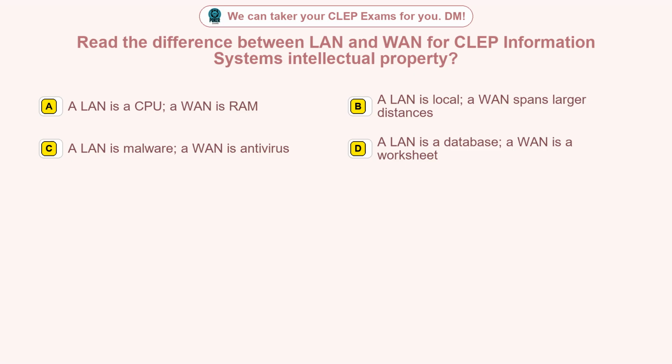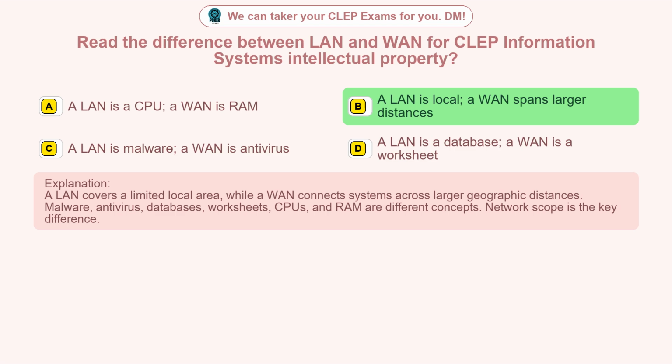Question 57. Read the difference between LAN and WAN for CLEP Information Systems intellectual property. Option A. A LAN is a CPU, a WAN is RAM. Option B. A LAN is local, a WAN spans larger distances. Option C. A LAN is malware, a WAN is antivirus. Option D. A LAN is a database, a WAN is a worksheet. The correct answer is option B. A LAN is local, a WAN spans larger distances. A LAN covers a limited local area, while a WAN connects systems across larger geographic distances. Malware, antivirus, databases, worksheets, CPUs, and RAM are different concepts. Network scope is the key difference.